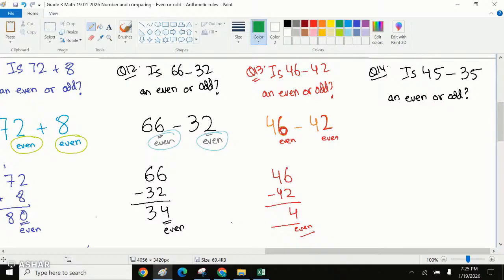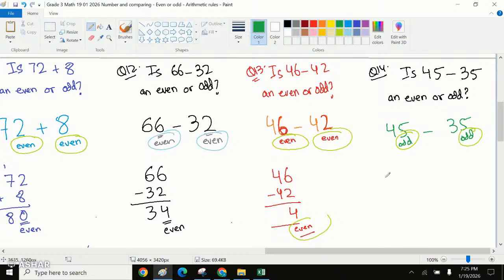Yes, it'll be even. Why? Because we know the rule that 45 is an odd number, minus 35, it is also an odd number. When we have both even numbers, the result is even. When we have both numbers odd, the result is still even.